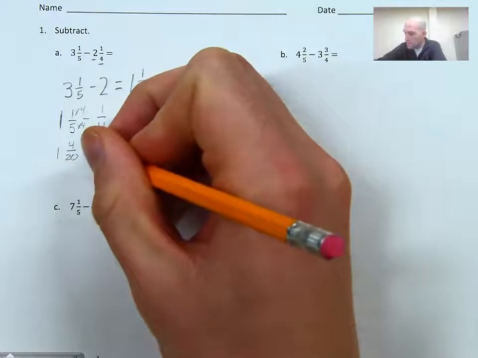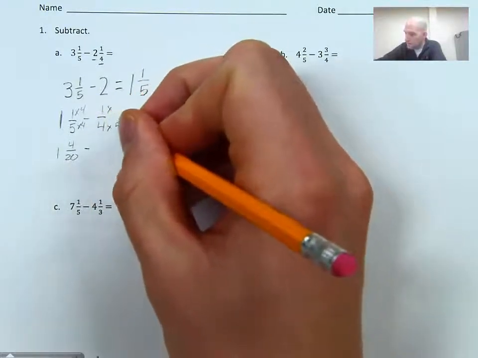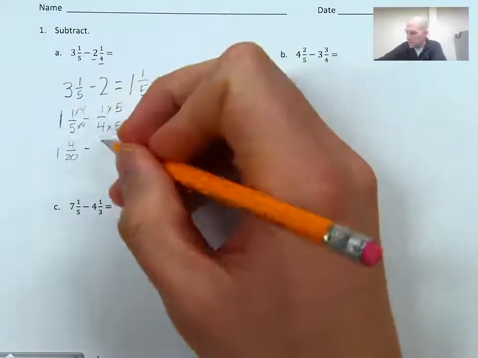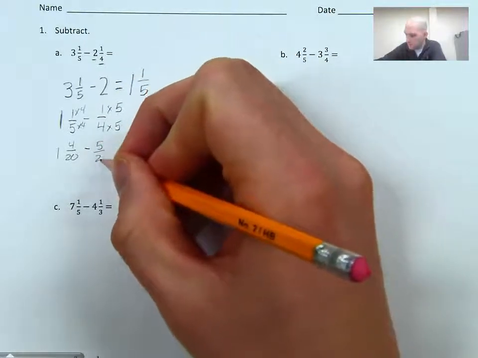And then 1/4, we need to multiply by 5 to get to 20. We need to multiply my numerator by 5 as well. And we're going to end up with 5/20.